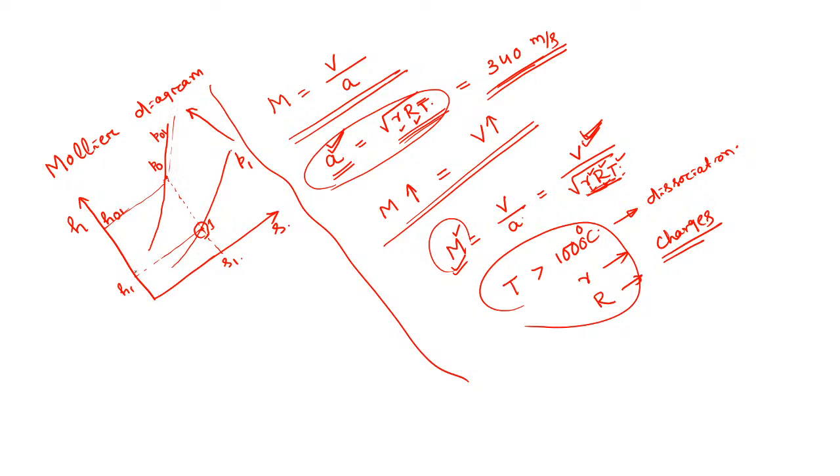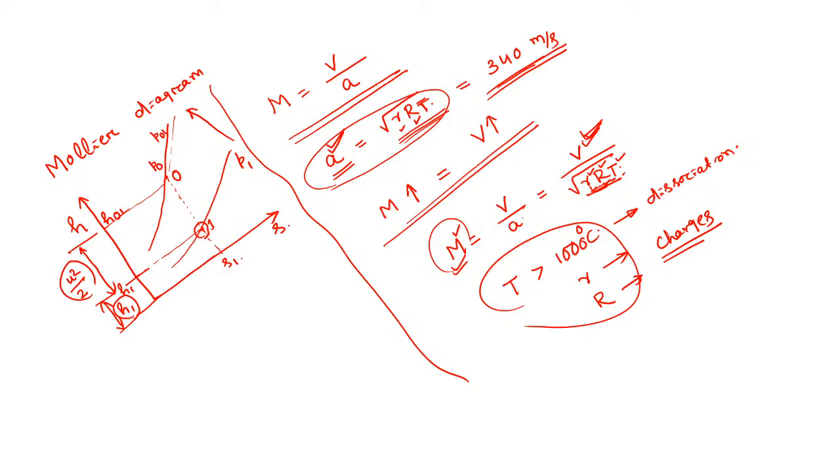So by definition, on the y-axis, corresponding to this point we have the static enthalpy H1, and from 1 to 0 this is the dynamic enthalpy, which you can write as u square by 2. That means this is the kinetic energy part, and this is the enthalpy part.